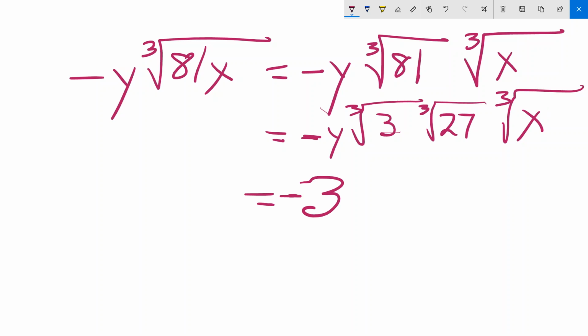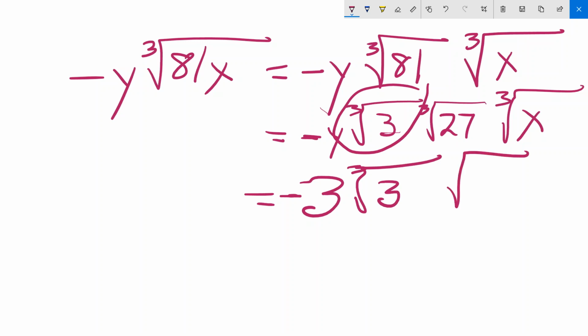The minus sign in front of the y doesn't go anywhere. Got the cube root of 3, I've got to put that in there, and the cube root of x, and then finally y. Well, notice that that line is the same as this line, just rewritten. I reordered it a little bit, and I took the cube root of 27.